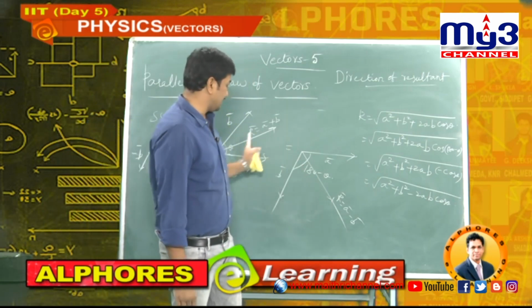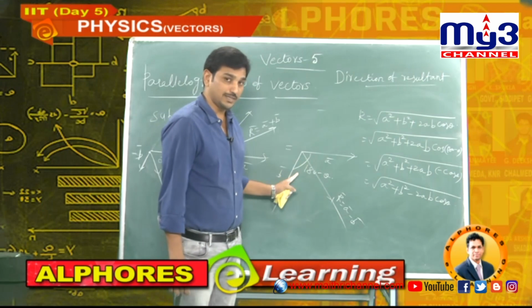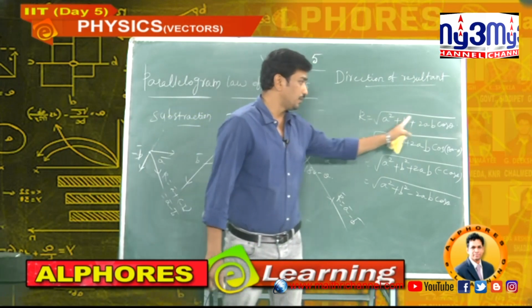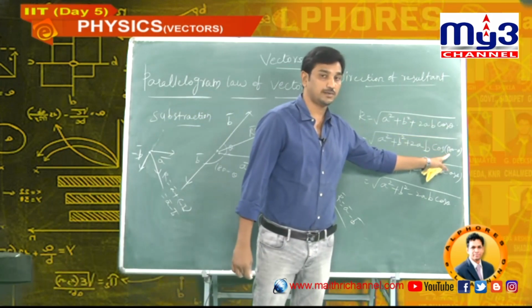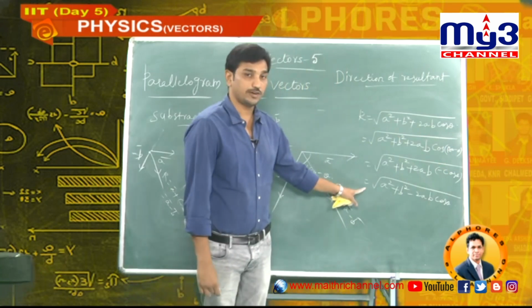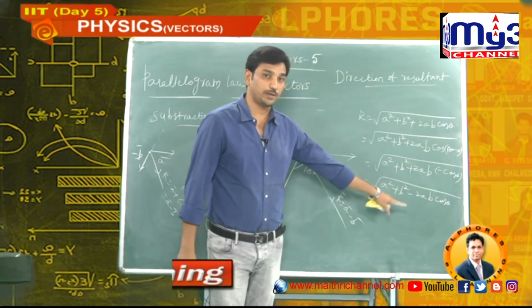Previously the angle was theta, now the angle is 180 minus theta. Now for the resultant, in place of theta you should substitute 180 minus theta. The final answer is root of a square plus b square minus 2ab cos theta.